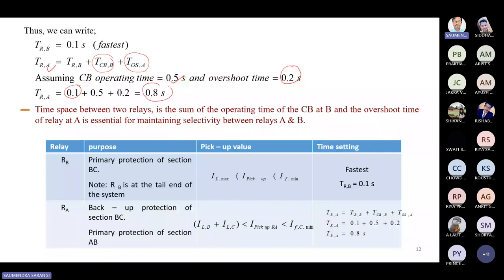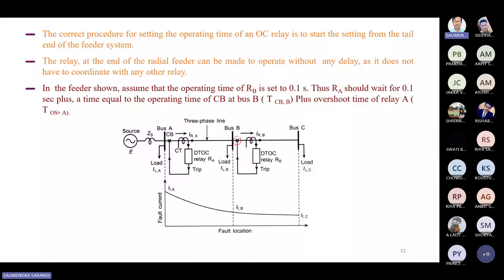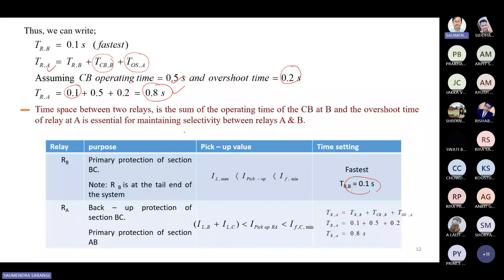So what we may say is that the RB is set at the first point, that is equal to 0.1 second. However, the backup relay, means the point A relay, should operate with some time delay. After how much time delay? पहले तो इस relay को operate करना चाहिए. अगर ये operate नहीं किया, तब जाके इसको operate करना चाहिए. The total operating time we are having for this one is 0.8, right? So 0.8, इसको 0.8 second से पहले तो operate करना ही नहीं चाहिए. अगर करना चाहिए तो 0.8 second के बाद operate करना चाहिए.